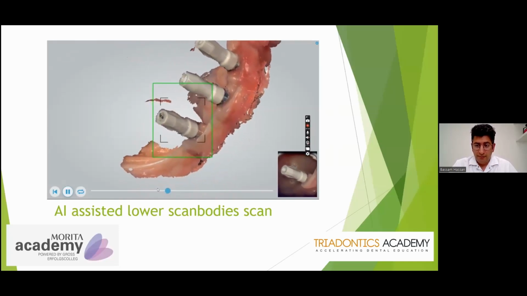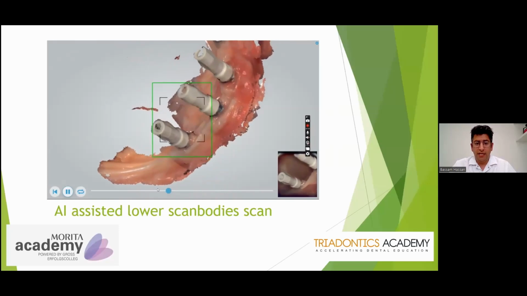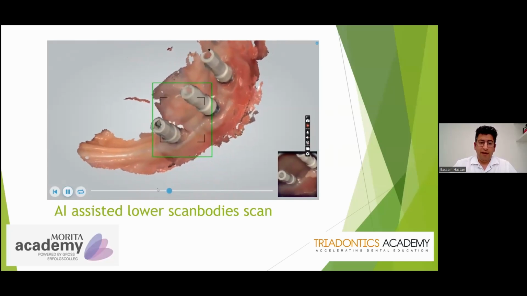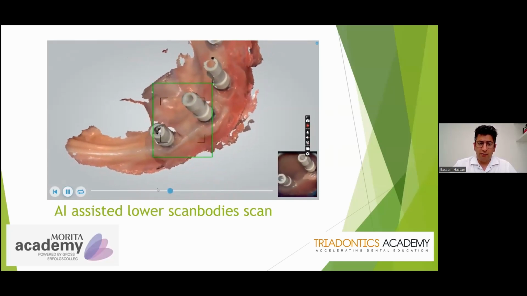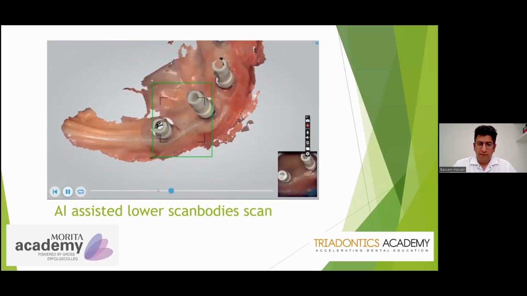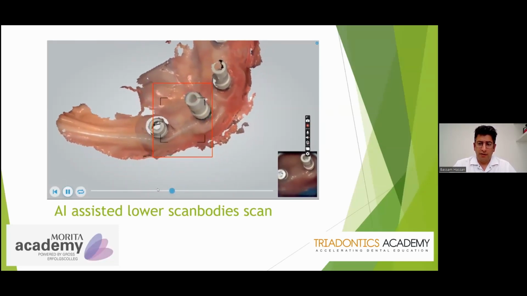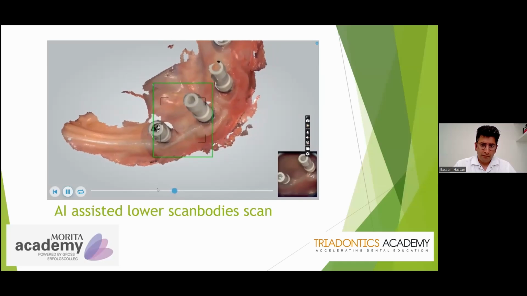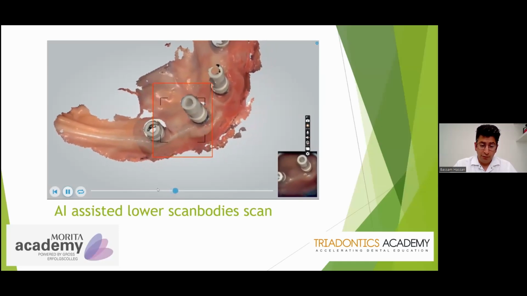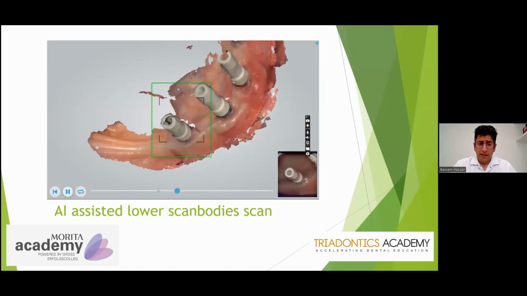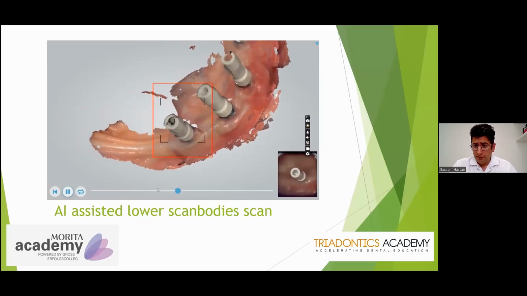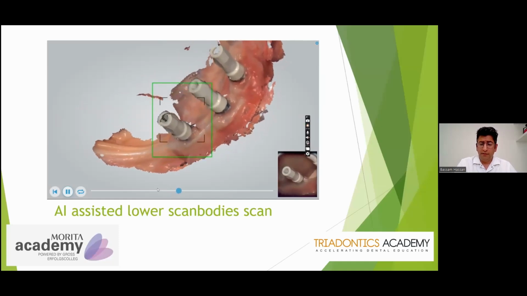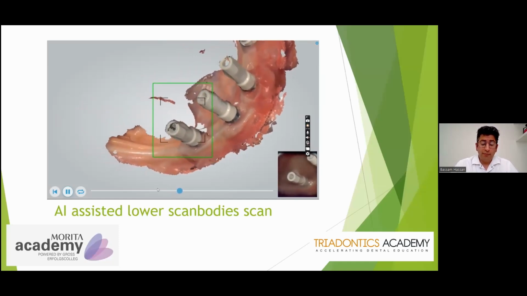There's just a little bit of the buccal sulcus, labial sulcus, and I have to be very slow, try to maintain a very steady hand while I'm moving on top of the scan bodies, trying not to confuse the scanner. It's very difficult to do a scan like this, really difficult, but it's possible.